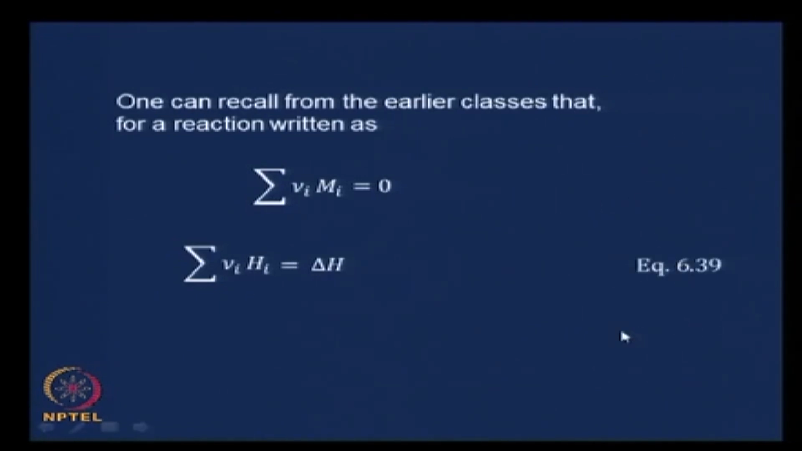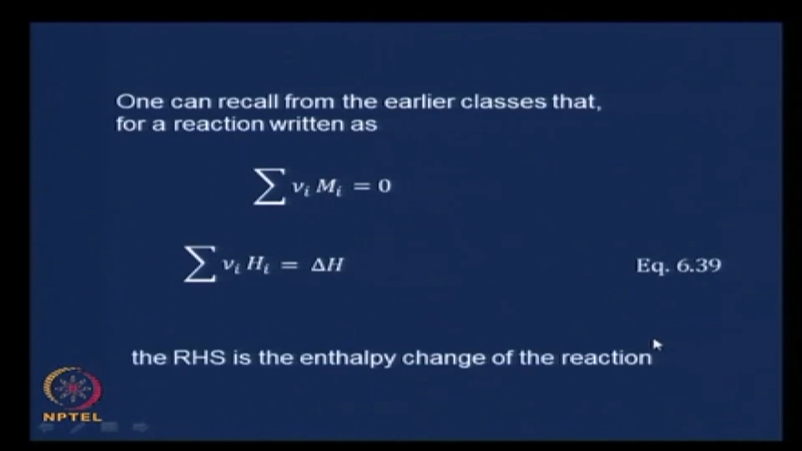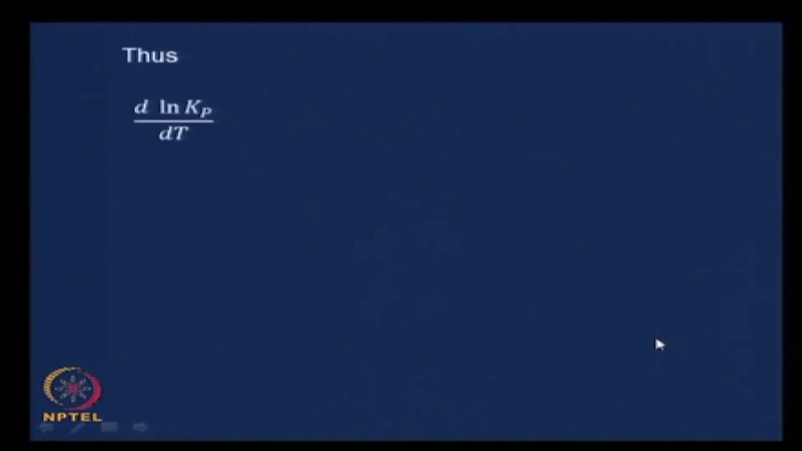This is equation 639, and therefore d ln Kp by dT is nothing but equal to delta H by RT squared. So, this gives us an easy method of estimating the variation of the equilibrium constant with temperature. Just integrate this expression, then we have the kind of relationship, or the estimate, that we are looking for.